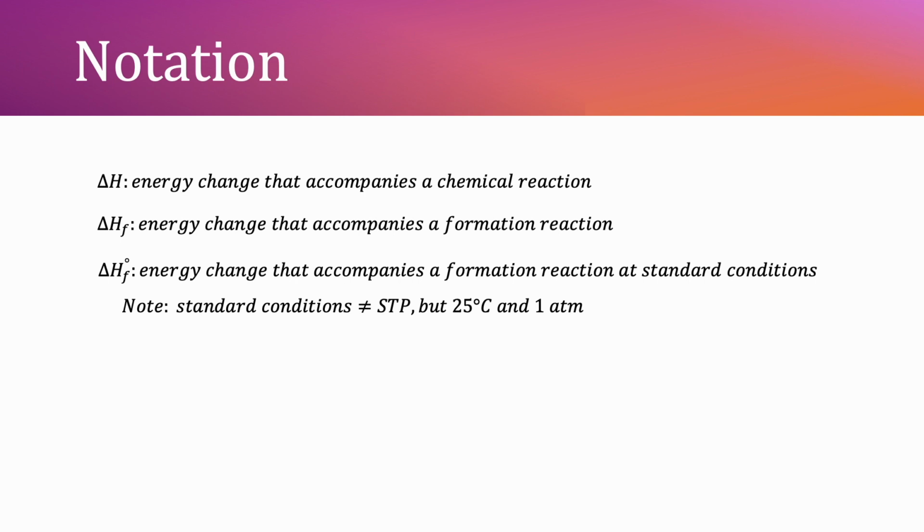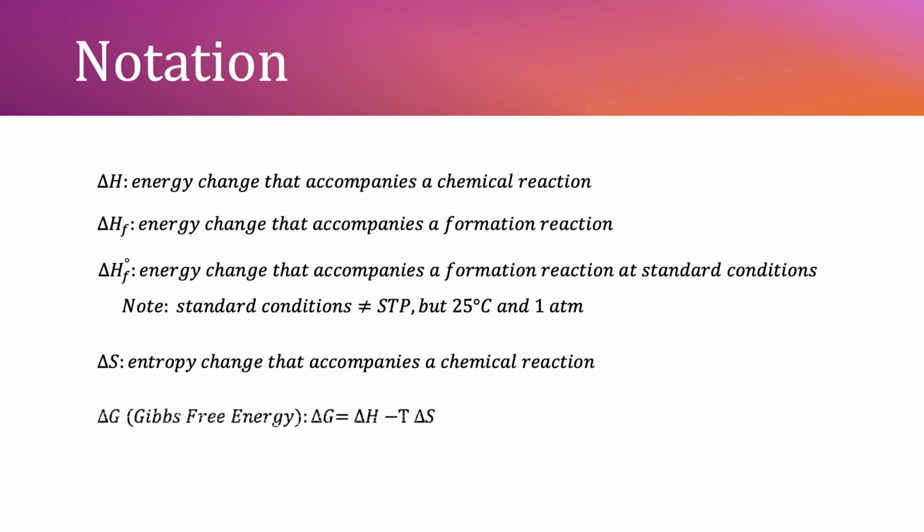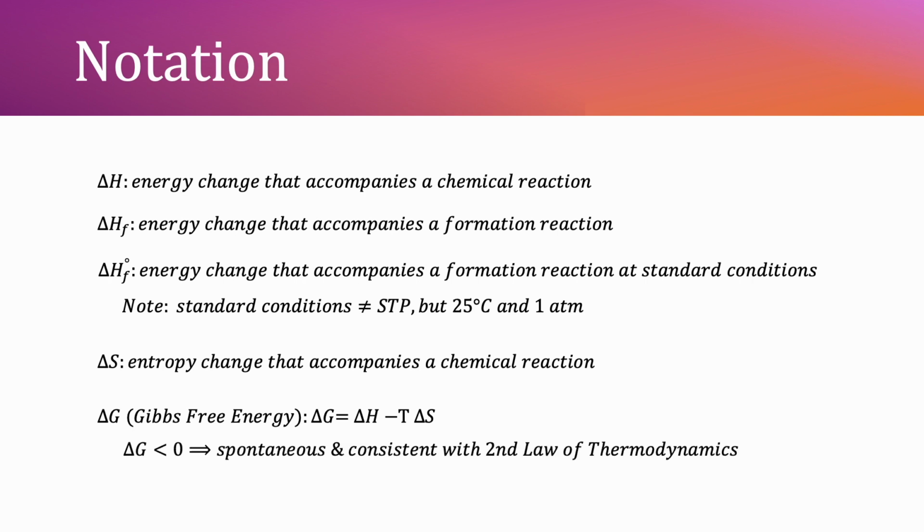Instead of delta H and the various subscripts, you could also have delta S. That's the entropy change that accompanies a chemical reaction. And then finally, we have delta G, which is the Gibbs free energy. And the equation for that is delta G equals delta H minus T, your temperature in kelvins always, times delta S. What's important for this chapter is when delta G is negative, that means we have a spontaneous reaction that's consistent with the second law of thermodynamics.